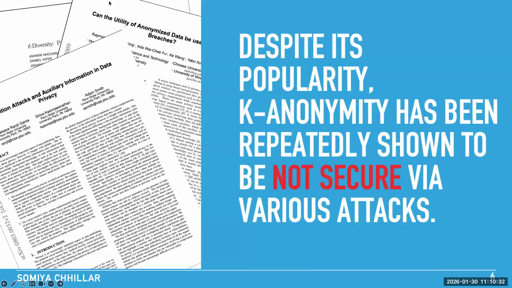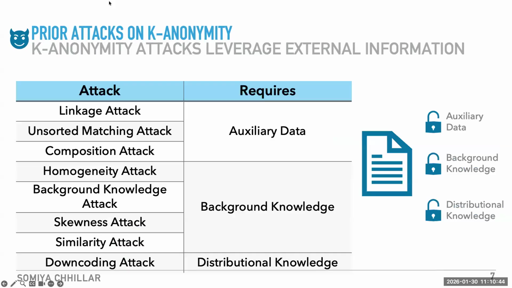But despite its popularity, k-anonymity has been repeatedly shown to be not secure by various attacks. I have categorized these attacks into three categories, and all of them share a common theme. For example, the first category is that they require some kind of auxiliary data. The second one is they require some kind of background knowledge. And the final one is they require some kind of distributional knowledge.